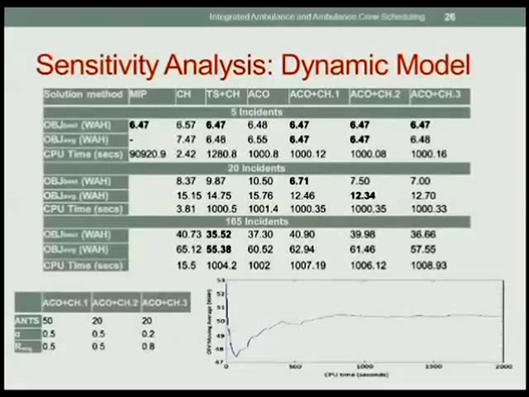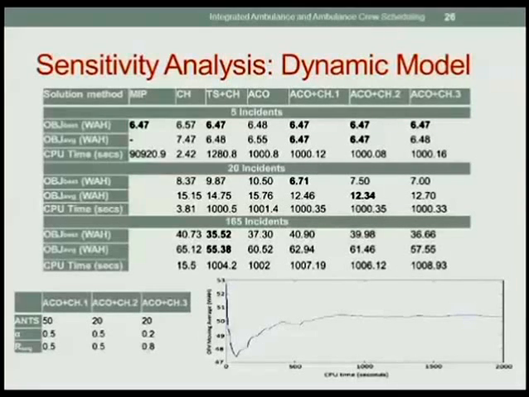I found that for small size problems, the ant colony optimization hybrid heuristic had the best average solutions. And as I increased the problem size, again, the ant colony optimization and constructive heuristic was good for about 20 incidents. Increasing the problem size further, I start to see there are some benefits from the tabu search as well.